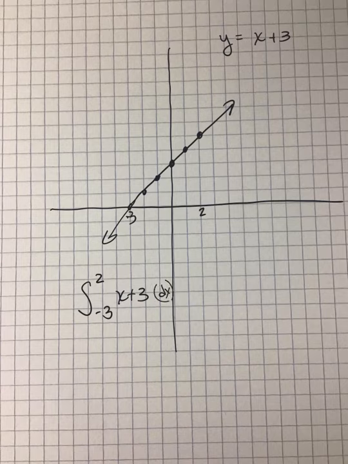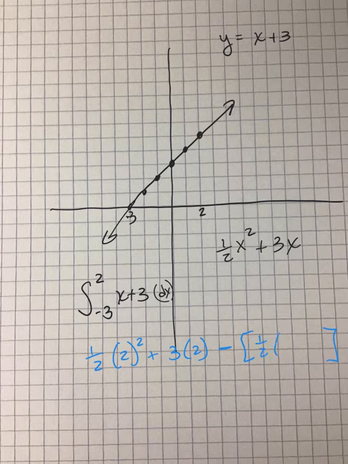The antiderivative of x plus 3 is 1/2 x squared plus 3x. So if we put in the 2, we have 1/2 2 squared plus 3 times 2 minus, and here put a parenthesis so that you remember to apply that minus to everything, 1/2 negative 3 squared plus 3 times negative 3.